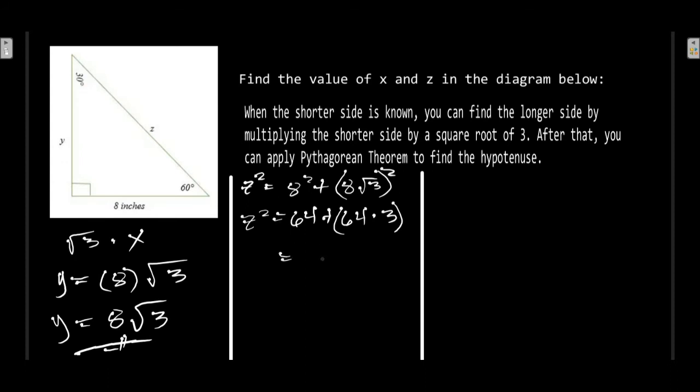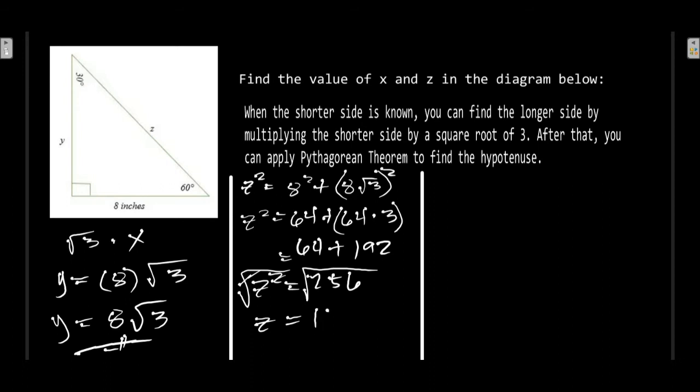Ngayon, dito, 64 times 3 muna tayo. So, may sagot tayo dito na 192. 64 plus 192, pag inadd natin yan, ang sagot natin ay 256. Kaya, ngayon, gawin natin, square root natin both sides. Cancel na yan. So, Z is equal to square root ng ating 256, ang sagot natin dito ay 16. So, ito yung value ng ating longest side o hypotenuse.